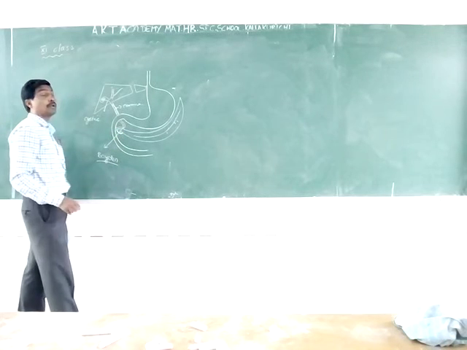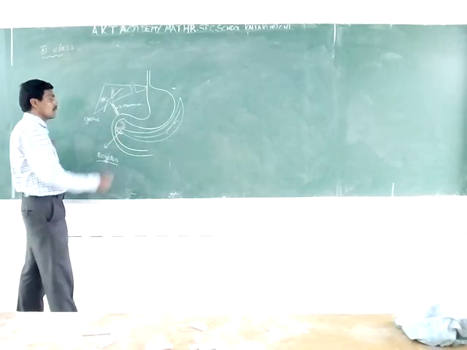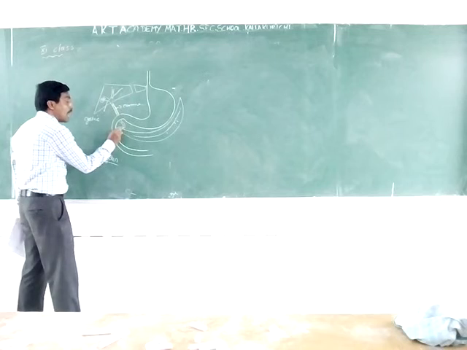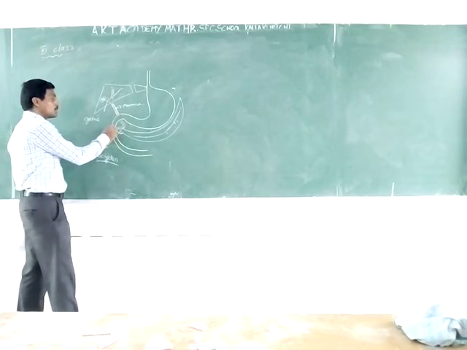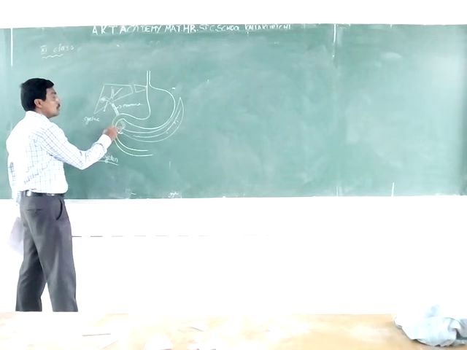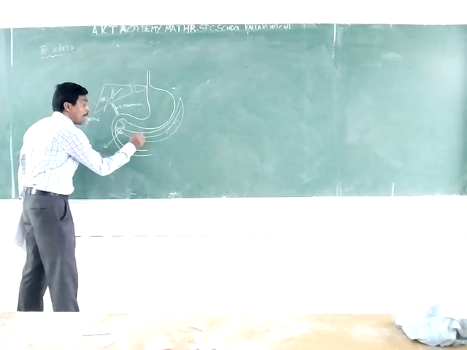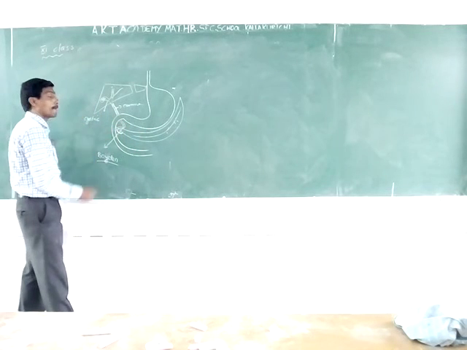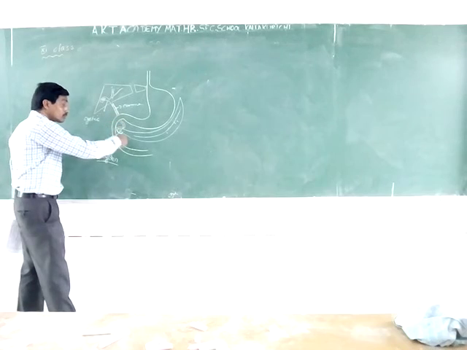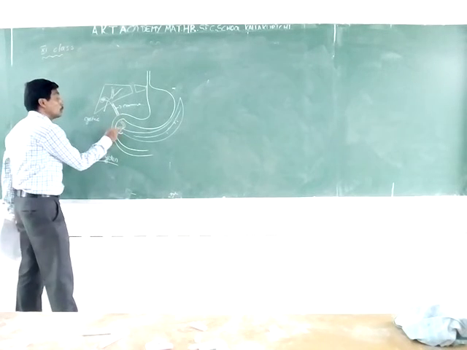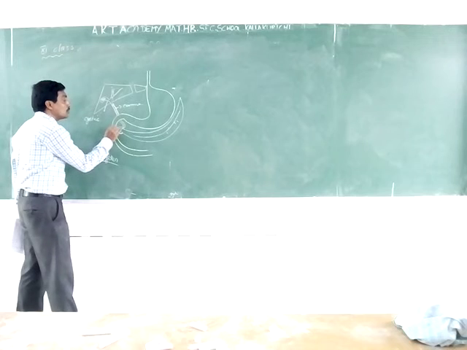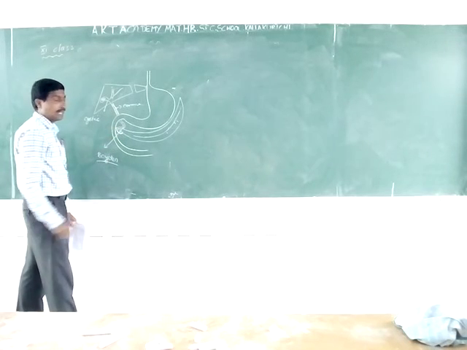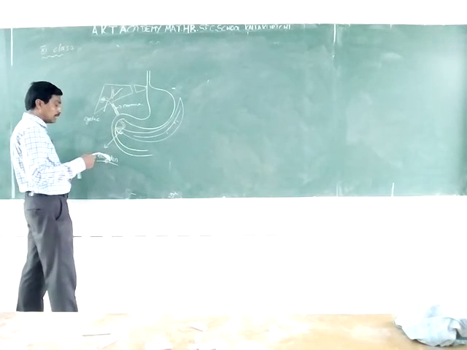It has a cup-shaped ampulla of Vater. The ampulla of Vater opens into the C-shaped duodenum, the first part of the small intestine. The hepatopancreatic duct opens into the duodenum, guarded by the sphincter of Oddi.